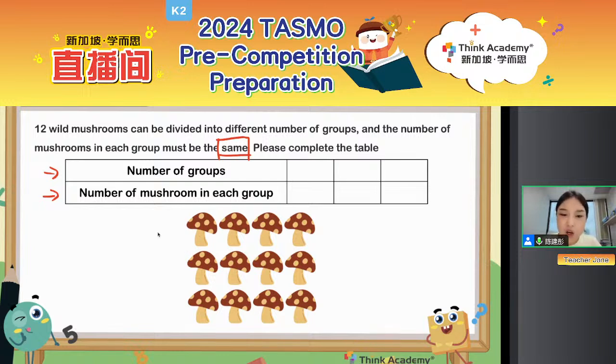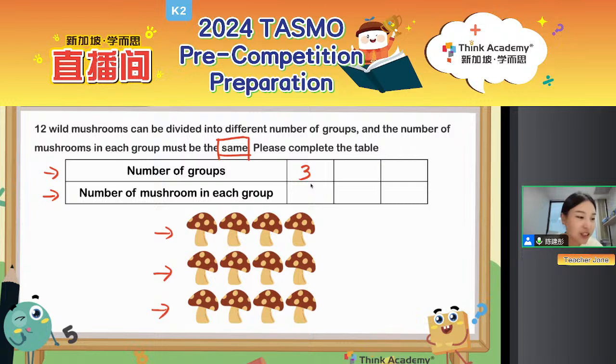For example, we can see there are 3 rows, right? So we can also see in each row, the number is also the same, right? So probably we can try to share them into 3 equal groups. And then think about that. As for each group, how many mushrooms will there be? Everyone, you can type in the chat box.